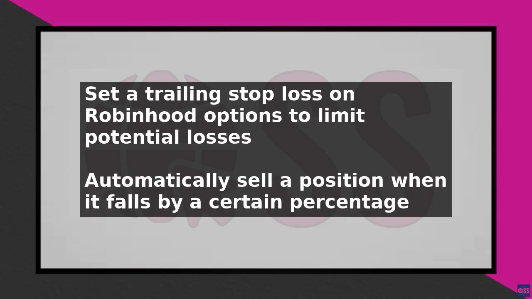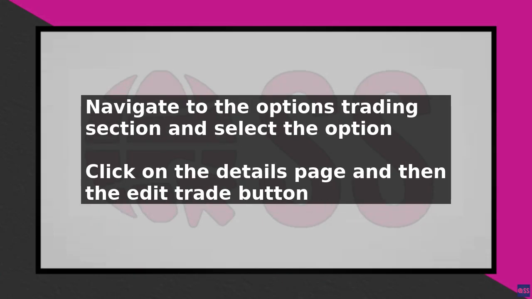To set a trailing stop loss on Robinhood options, start by opening the Robinhood app and navigating to the options trading section. Select the specific option you want to set a trailing stop loss for and click on the details page. From there, click on the Edit Trade button, which will take you to the order editing page. On this page, you will see the option to set a stop loss.